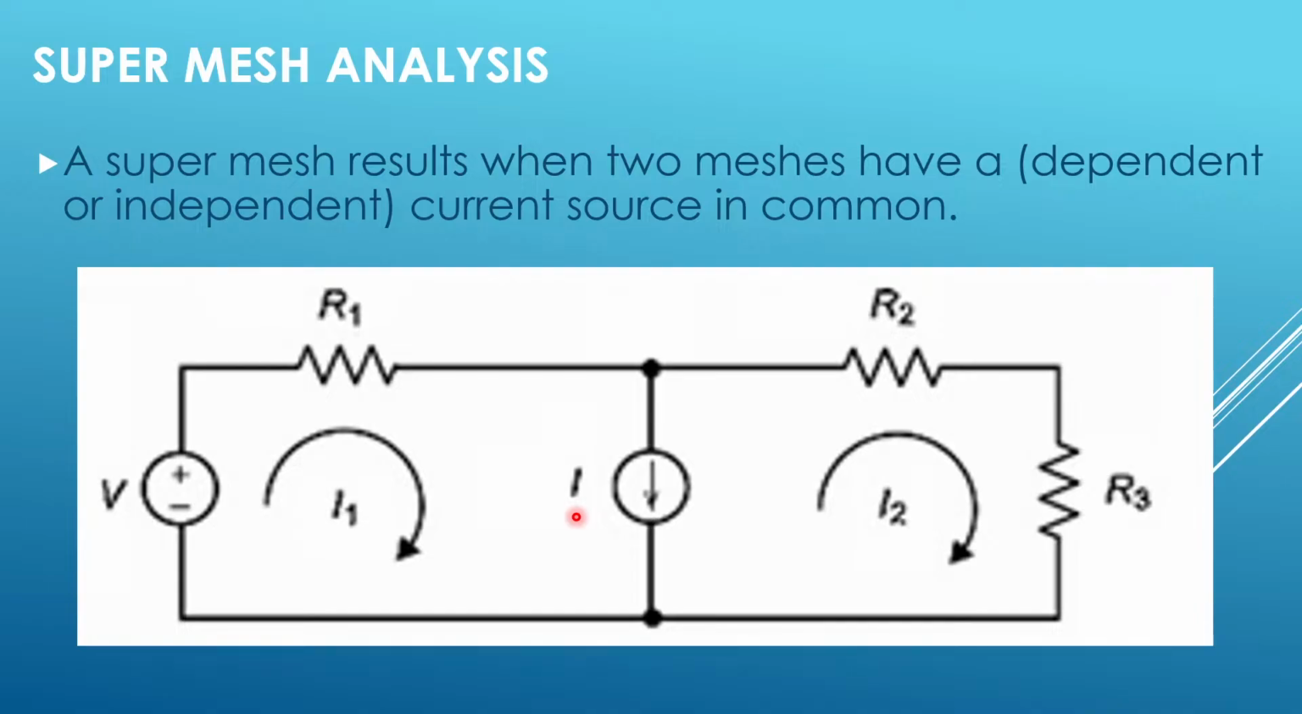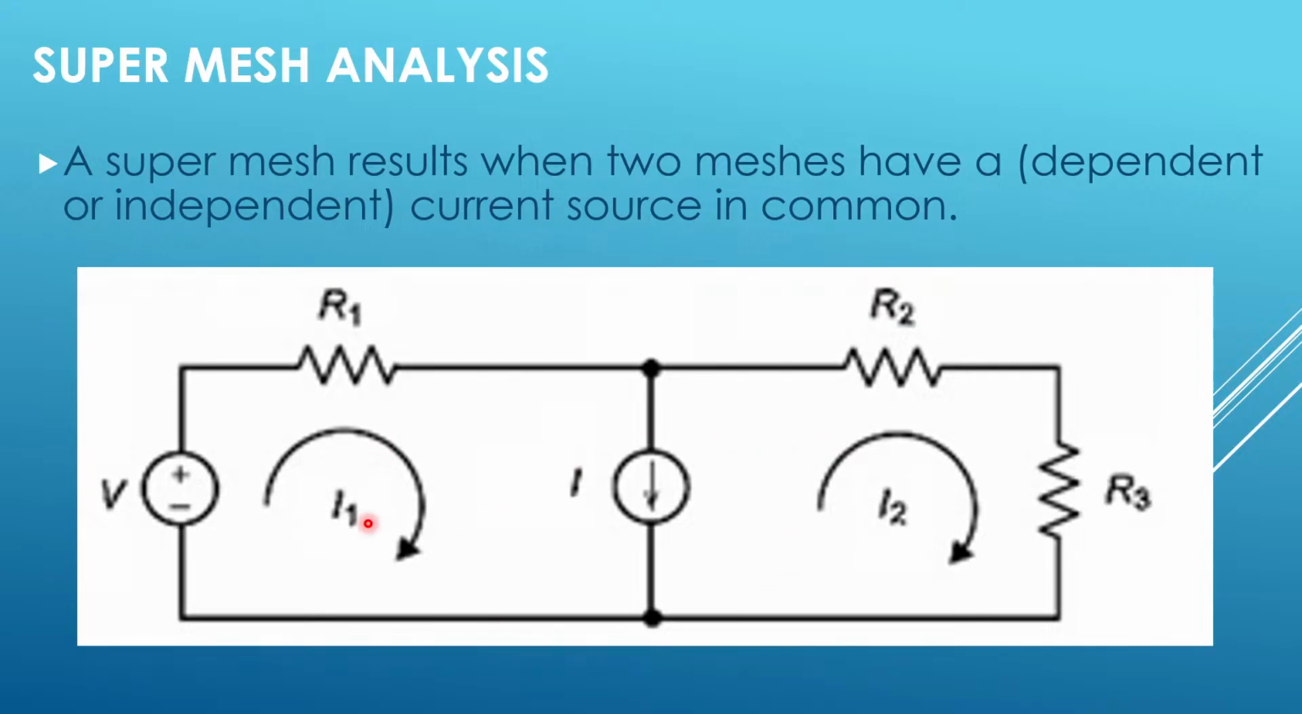If we have a circuit in which any two meshes have a current source in between, meaning a current source is common to two meshes, and if you want to determine the mesh currents in such circuits, we have to apply supermesh analysis. So a supermesh results when two meshes have an independent or dependent current source in common.